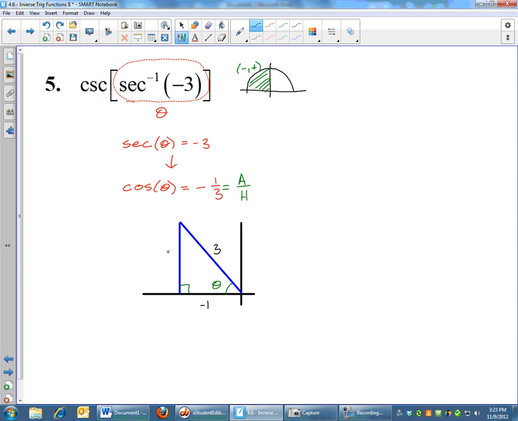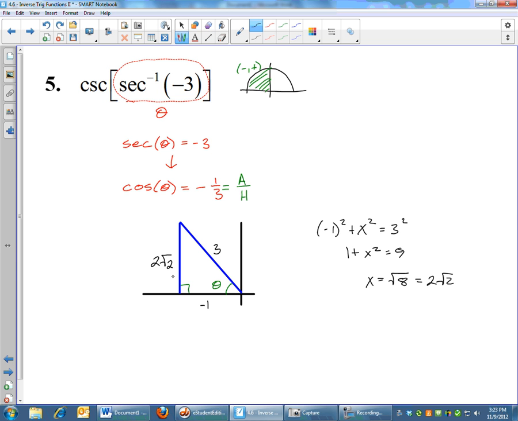We do need to use the Pythagorean theorem to solve for the opposite side. So negative 1 squared plus x squared equals 3 squared. 1 plus x squared is 9. Subtract 1, you get 8. Take the square root, you get the square root of 8, which cleans up to 2 times the square root of 2. So your opposite side is 2 square root of 2.